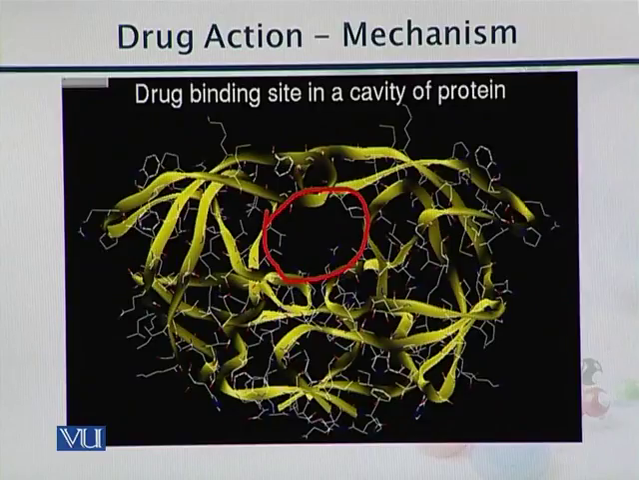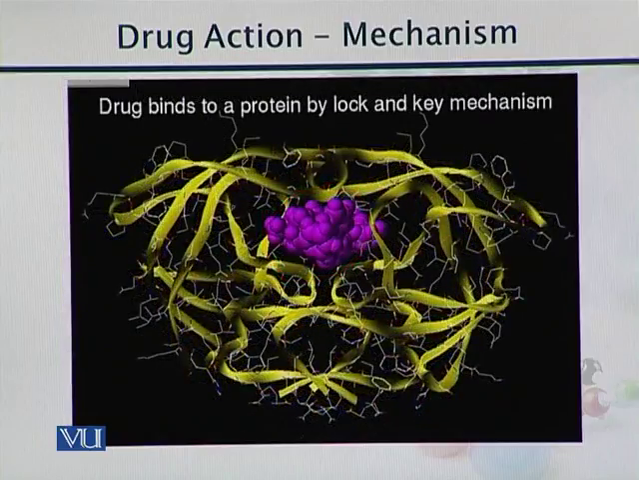As we said in the last slide, we have two things, proteins and drugs. In this protein we have this specific cavity. As I said in the previous slide, we have a cavity, and that cavity was this place. Now our drug or our medicine binds to that protein at this specific place.